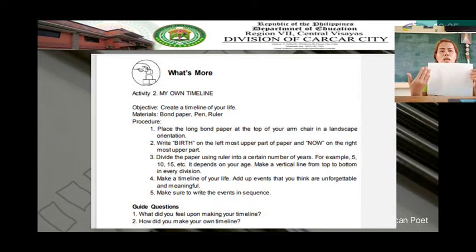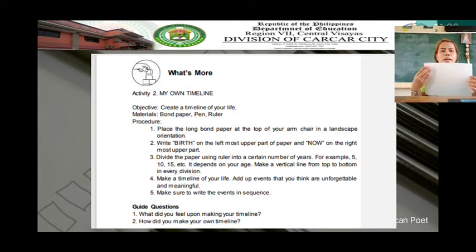So if your age is 16, how are you going to divide it? So 4, 8, 12, 16. If your age is 20, then you're going to use the numbers divisible by 5. Okay. So make a vertical line from top to bottom in every division. Okay. So when you are going to make a division, it depends on your age. How you're going to make columns depends on your age.